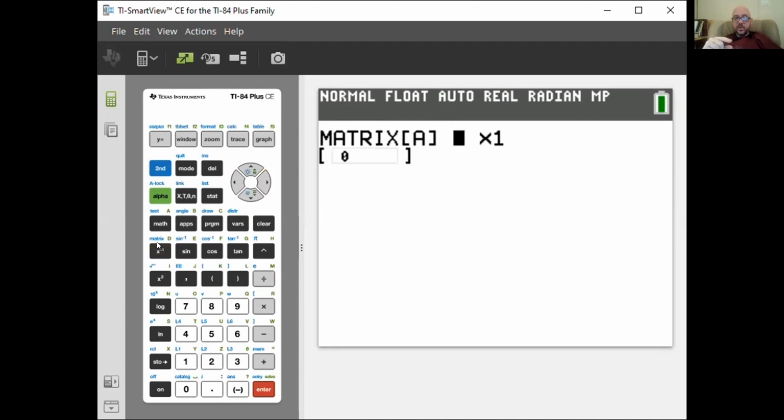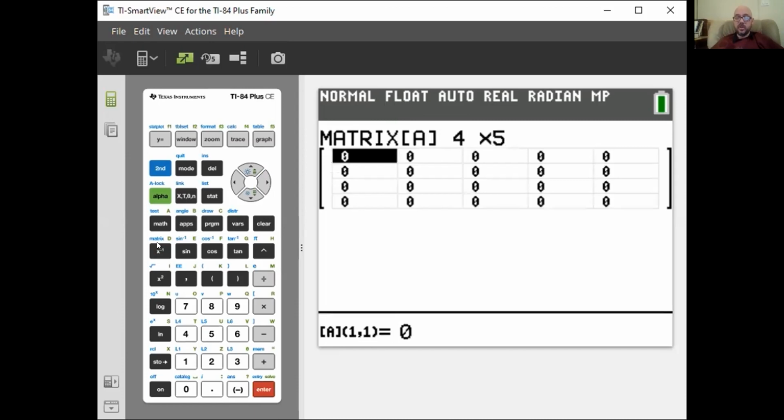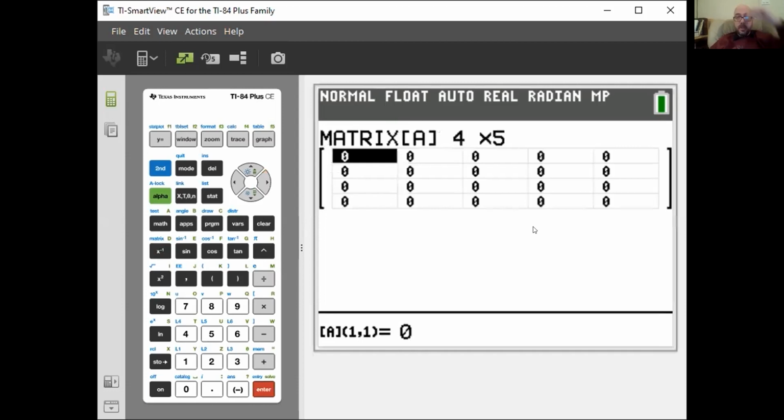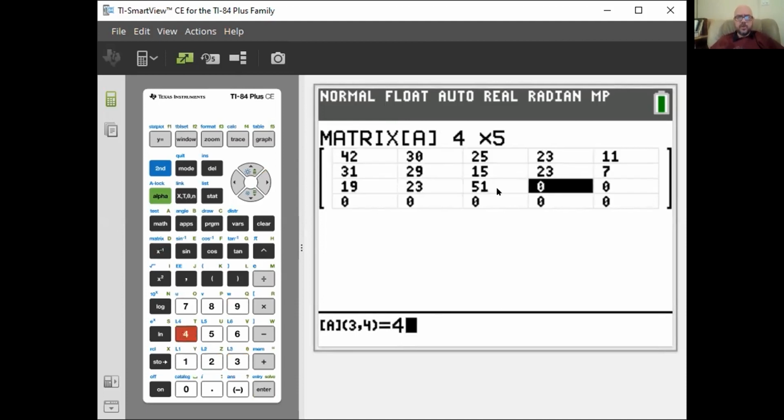So if you remember, our matrix was 4 by 5. I've got 4 categories for age and gender, and 5 for favorite ice cream type. So the number of rows is 4, number of columns is 5. You have to type that in first, so your calculator will make you the right size matrix here. And then all I'm going to do is type in the table. 42, 30, 23, 11, 31, 29, 15, 23, 7, 23, 51, 42, 6, 15, 27, 60, 54, and 14. Let's make sure I did that correctly.